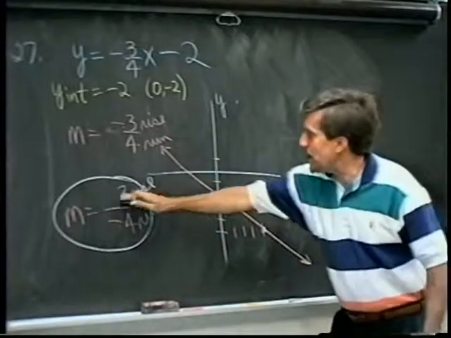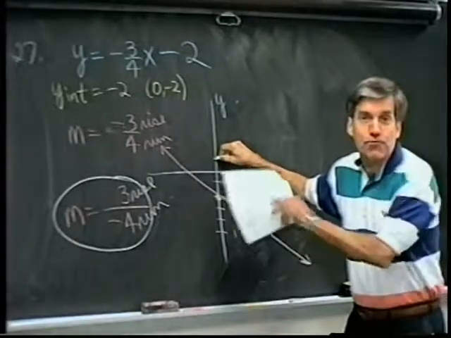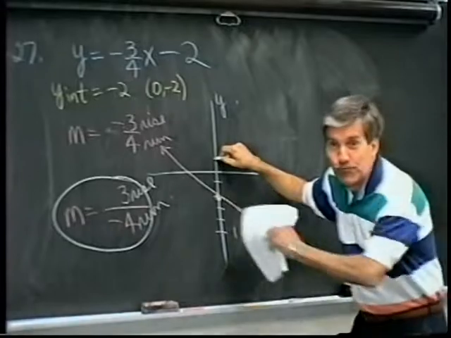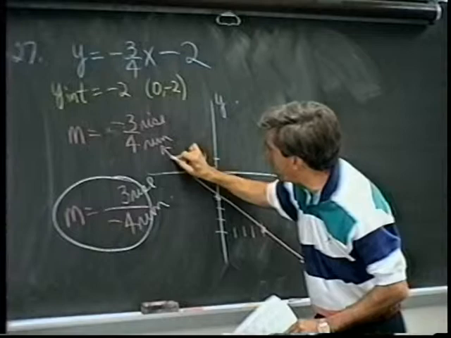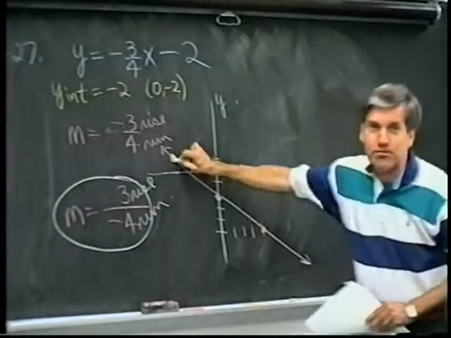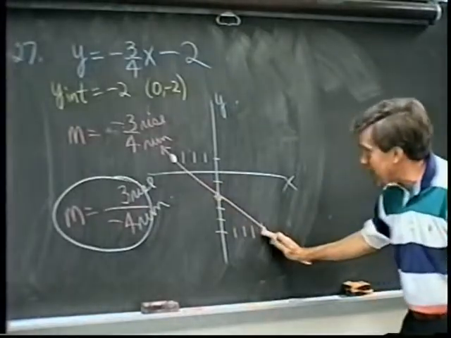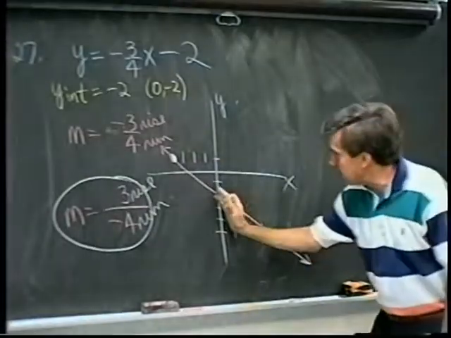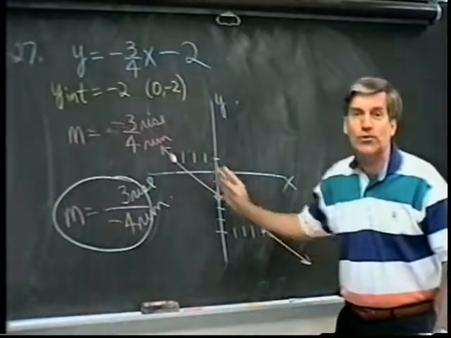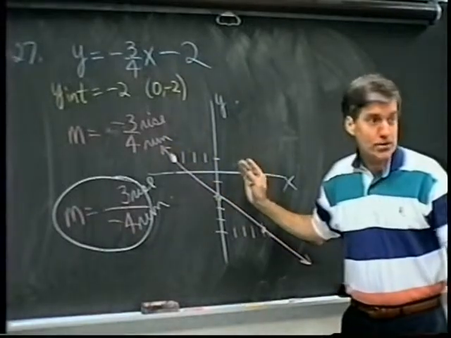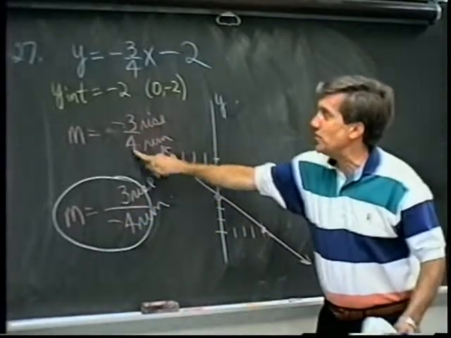Now think about this. The rise is up 3, and the run is negative 4, so I have to go left 4. 1, 2, 3, 4. And you see, I'm right on the same line. It doesn't matter whether you graph this point and draw the line, or whether you graph this point and draw the line. What matters is the points are going the right direction. So it doesn't matter whether you have 3 over negative 4 or negative 3 over 4.